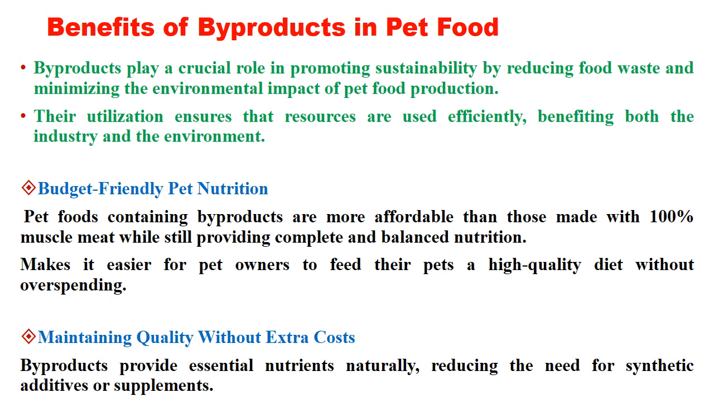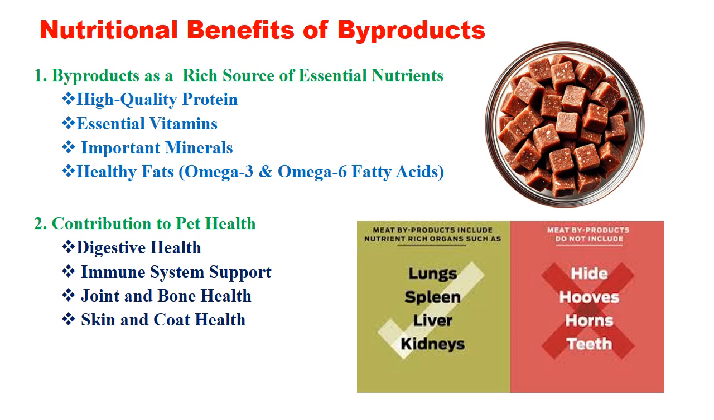And another aspect is maintaining quality without extra cost. So byproducts provide essential nutrients naturally, reducing the need for synthetic additives or supplements. Pets need a lot of extra nutritional supplements, which can be avoided when these byproducts are used in pet foods. Now we will see the nutritional benefits of byproducts.